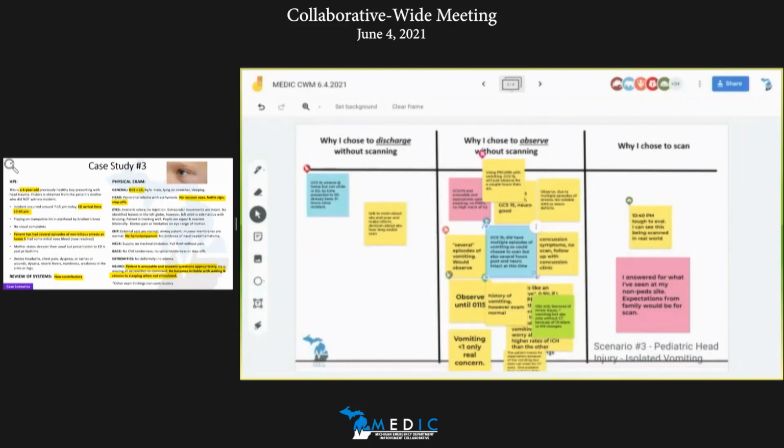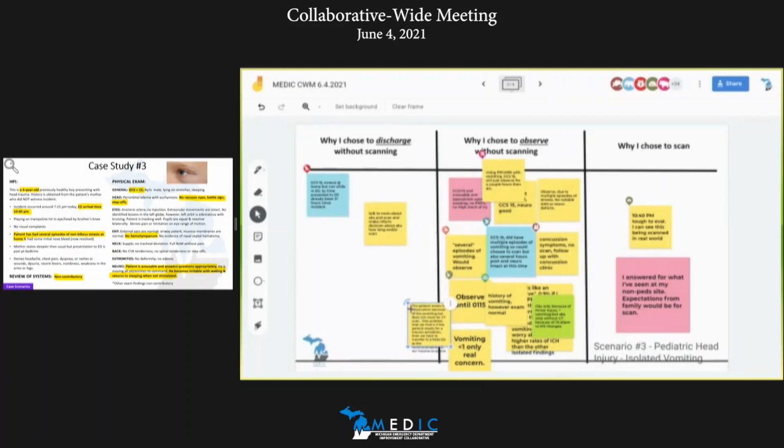Yeah. Someone wrote in there, observe until 01:15. That's interesting. So just in terms of how long do you watch somebody with a head injury? The original injury occurred at about 7, so that's probably about 6 hours, which is pretty standard observation in many cases. Others said vomiting less than once, only real concern. I think this child vomited multiple times, but there was nothing documented after the ED visit.